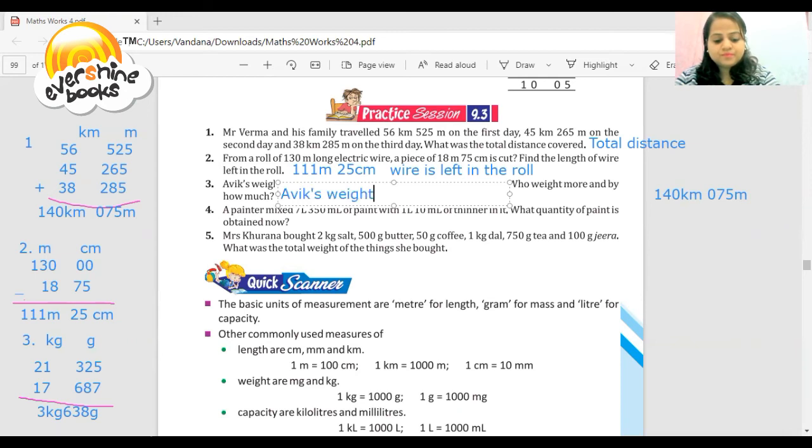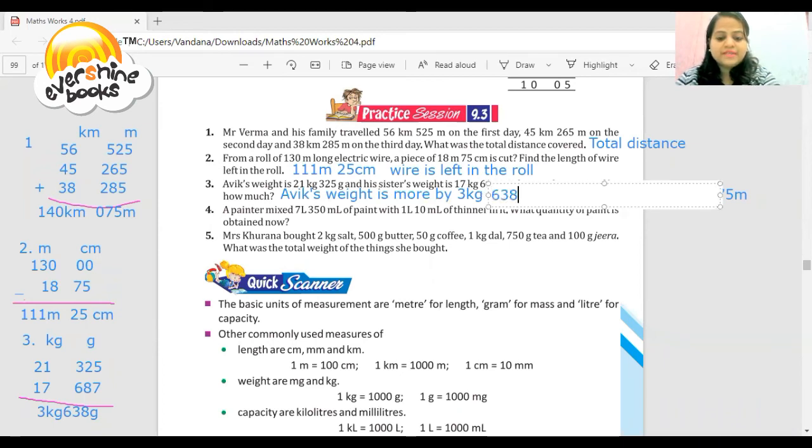So right here, Avik's weight is more, and by how much? By 3 kilogram and 638 gram. By doing the subtraction, you will get the answer. Here I have written for you all, kilogram is 21 and gram is here. Section wise, I have divided this 21 and 17, now 325 and 687. Then you will get the answer by 3 kilogram 638 gram.